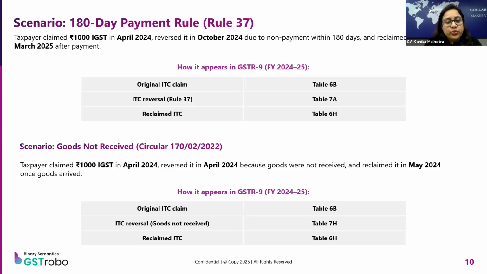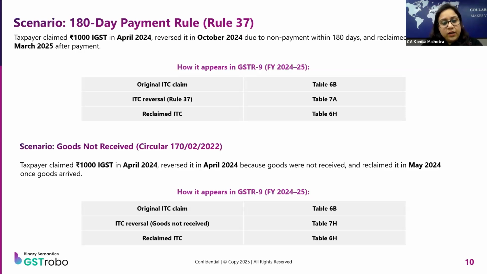So now moving on to another scenario, if you have not received the goods as per the circular, the taxpayer has claimed in April 2024, reversed in 2024, and reclaimed in May 24. So now the year has changed. You have claimed and reversed in April 2024, and you have reclaimed in May 2024.